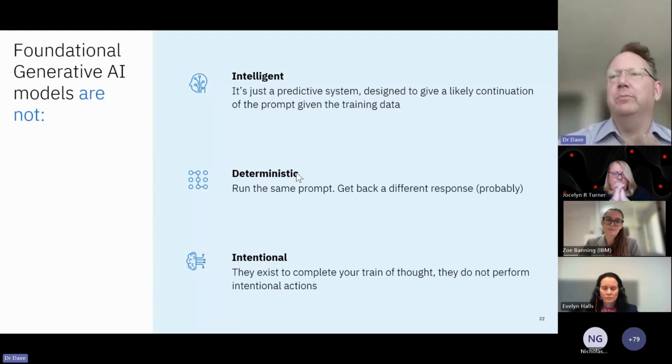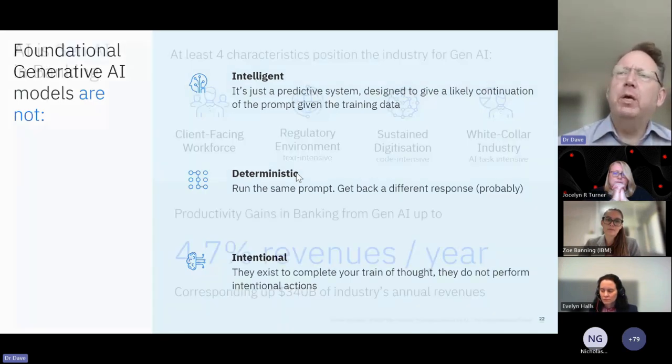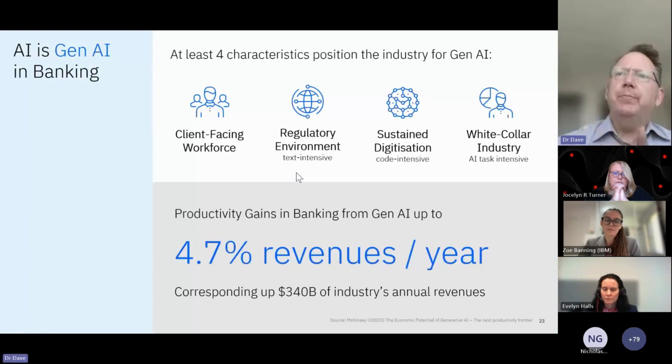And as a consequence of that, you have to build your business processes around that. And it's not intentional. Again, these tool sets are not what I call intelligent, and they're not thinking through. That all being said, the banking industry is probably the poster child for the adoption of generative AI.